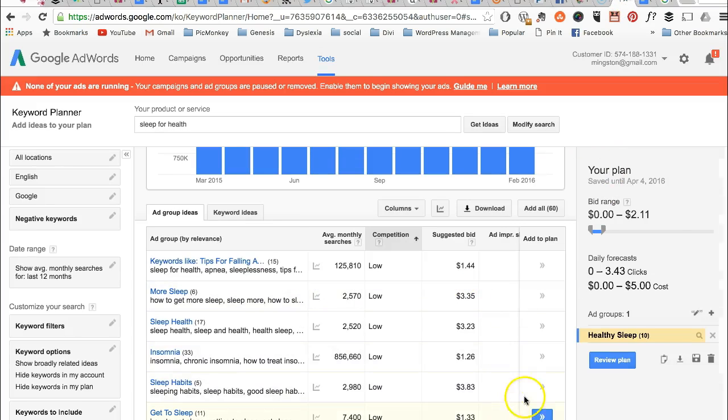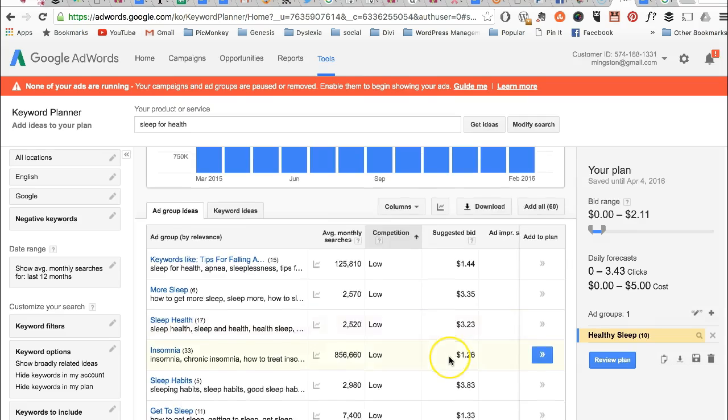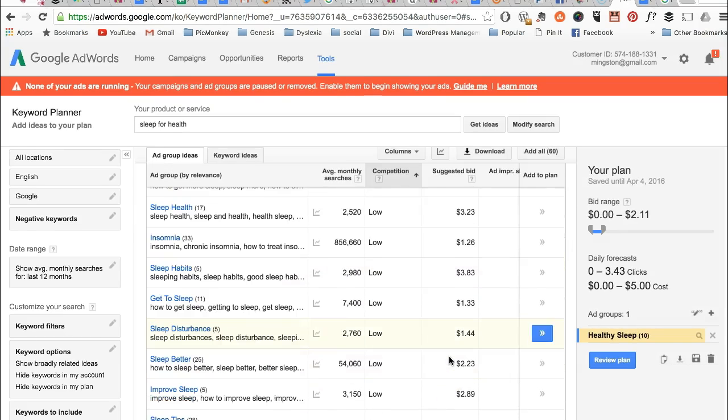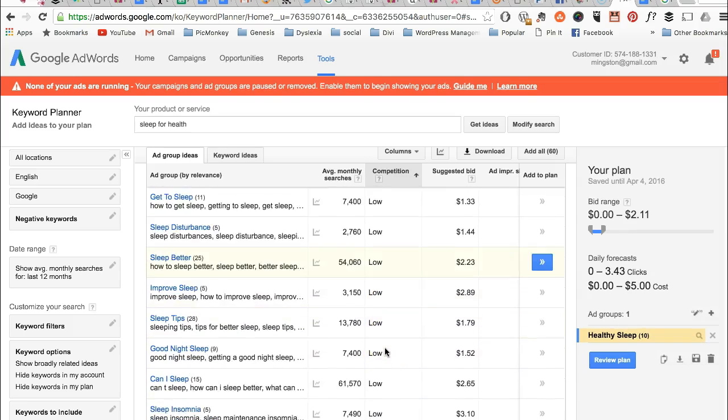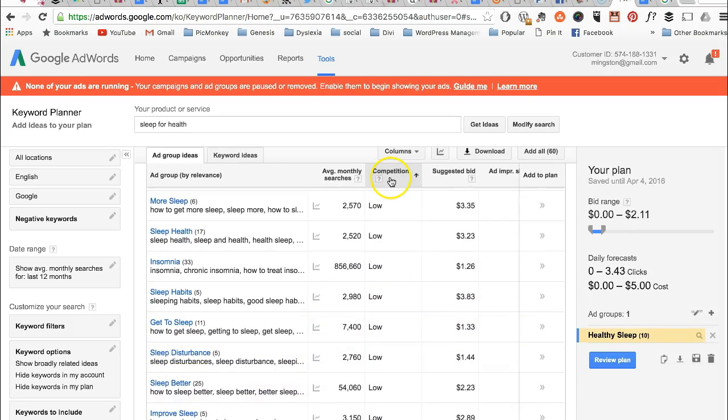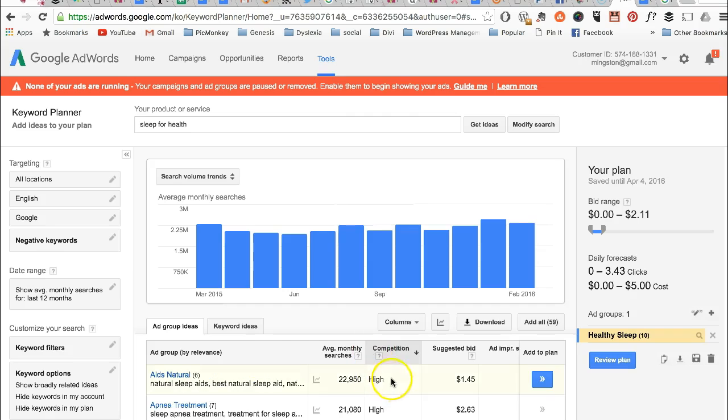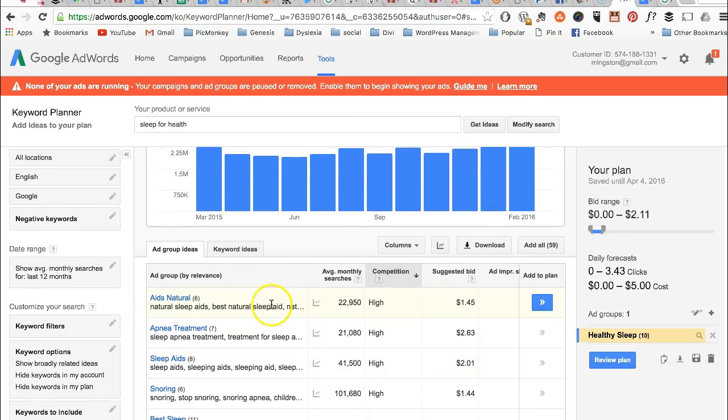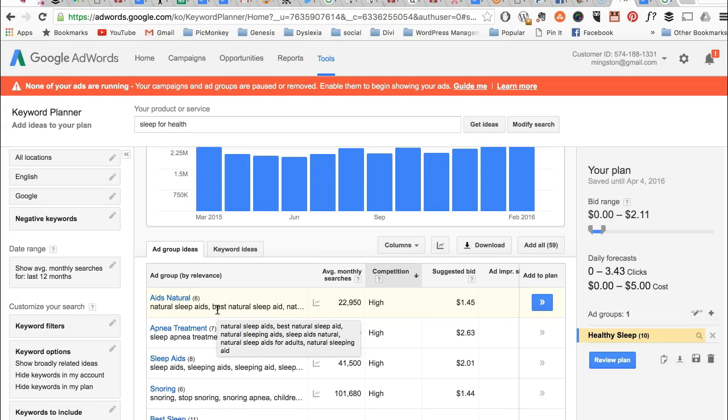I hope that you see how important it is to at least get a grip on what it is that you're looking for. Like I said, I always try and stick with the low competition. And here's an example, okay? So let's go to high competition, okay? So high competition are sleep aids. Okay, so now you understand what I'm trying to say is that this is geared towards people who are looking for ads. They want to place ads.